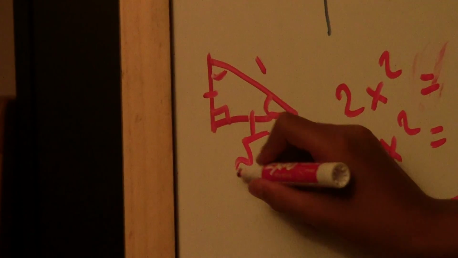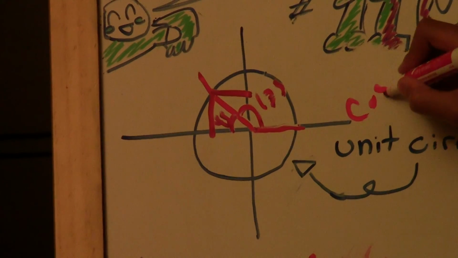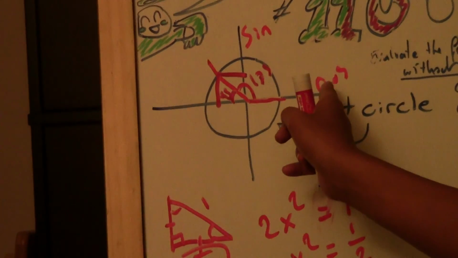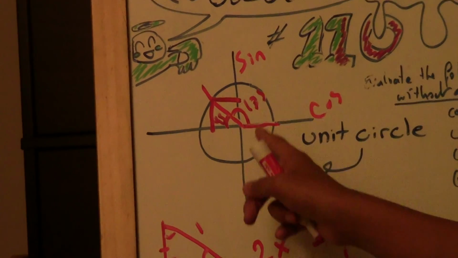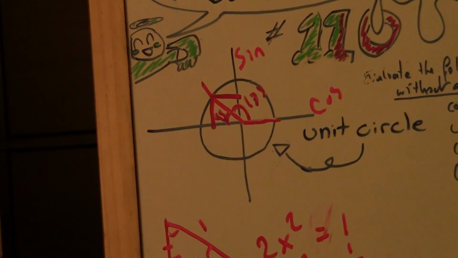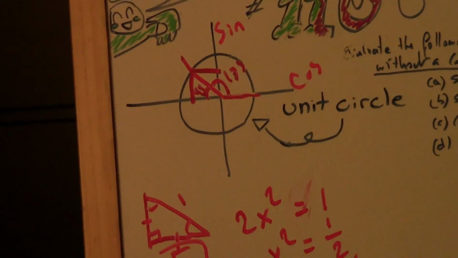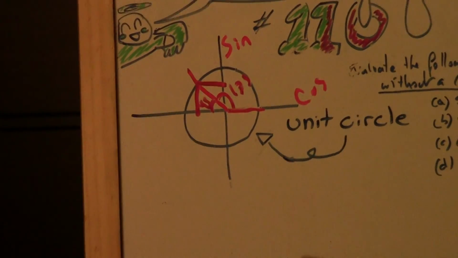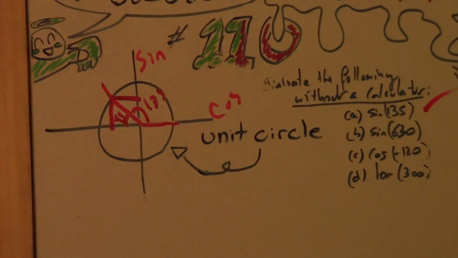But wait, that's not exactly it. It's square root of 2 divided by 2, and actually this is negative. Why? This is cosine, and this is sine, just like the x and y axis. So the cosine is negative square root of 2 divided by 2 here, but the sine is going up, so it's still positive. So the answer is still square root of 2 divided by 2. So we're done with 1. Cosine is anything that goes this way.